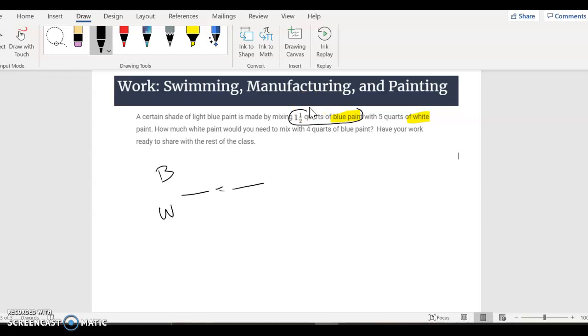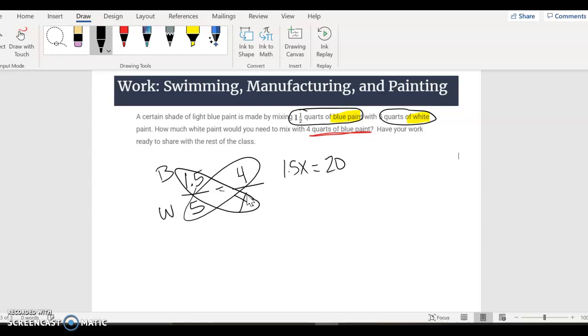Right here, I see it's going to take me 1.5 quarts of blue paint. So I'm going to turn that 1.5 into a decimal, 1.5. And then 5 quarts of white paint. And then we want to know how much white paint is going to be needed for 4 quarts of blue. So 4 is going to go on top with blue. X will go on bottom to figure out how much white paint. Cross multiply, we're going to have 1.5x. Cross multiply, 5 times 4 is 20.